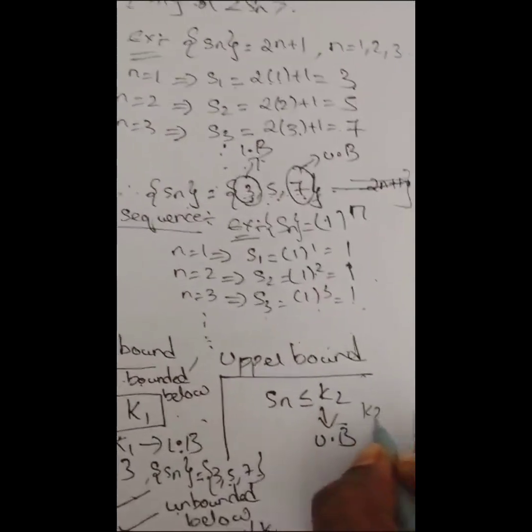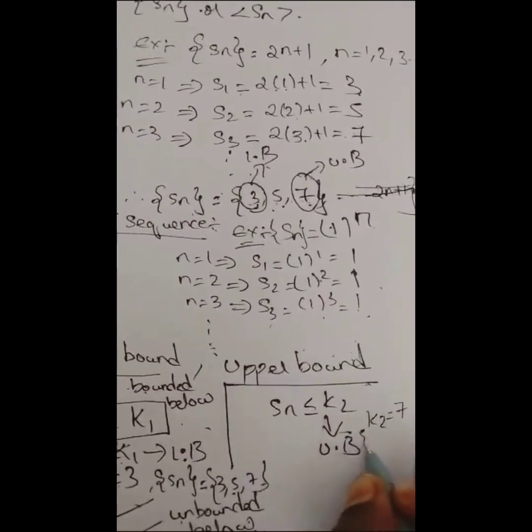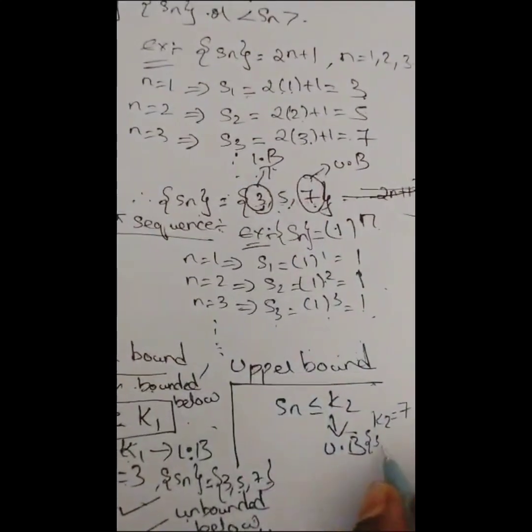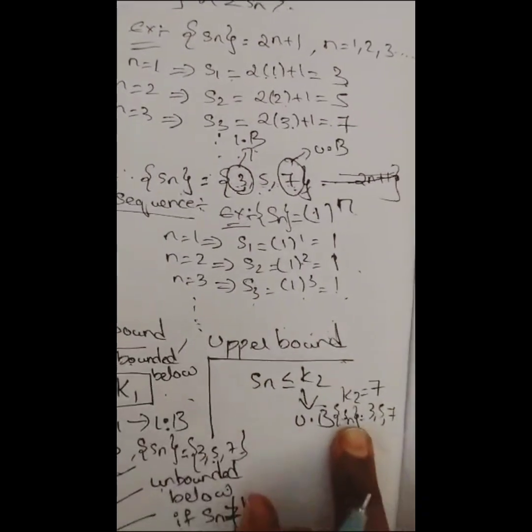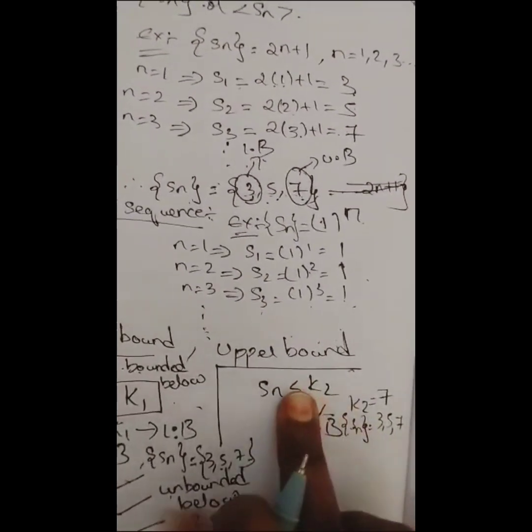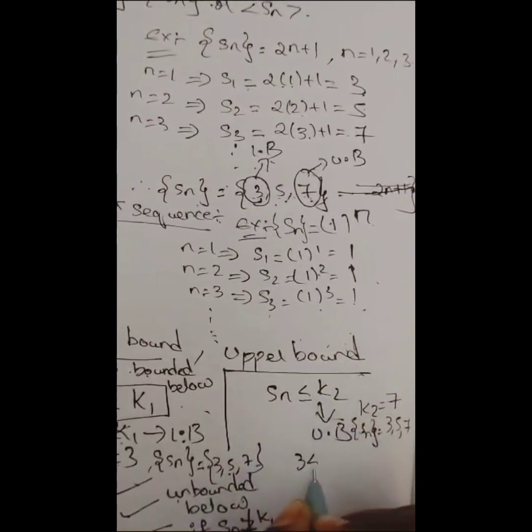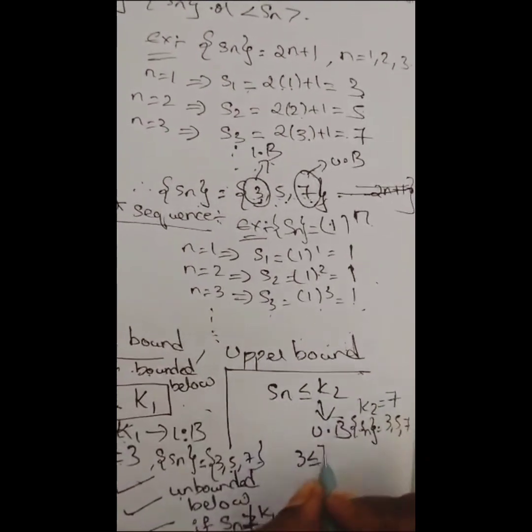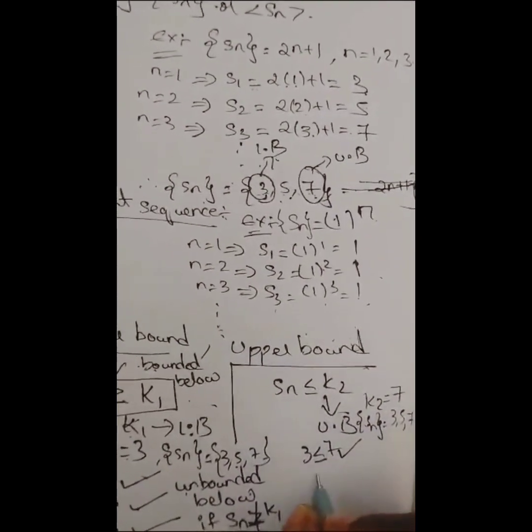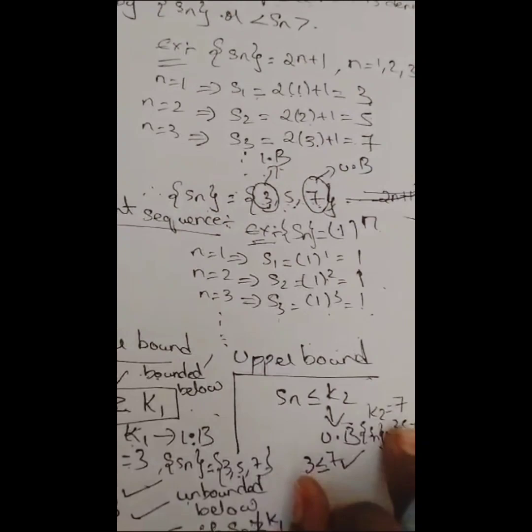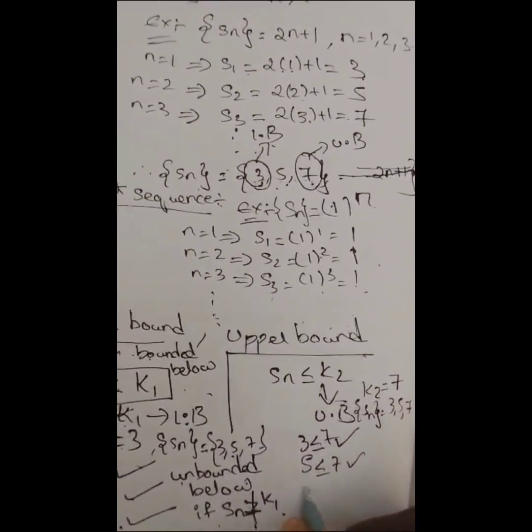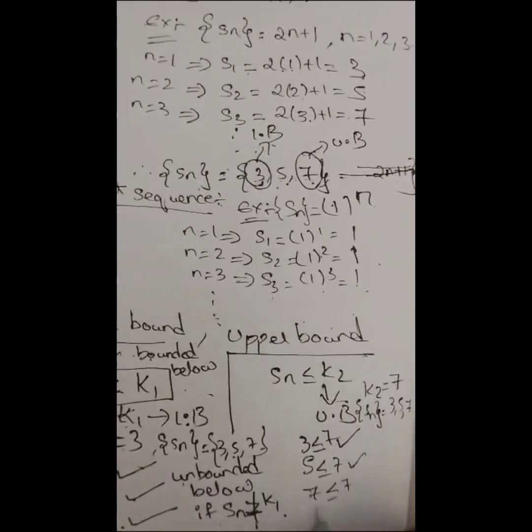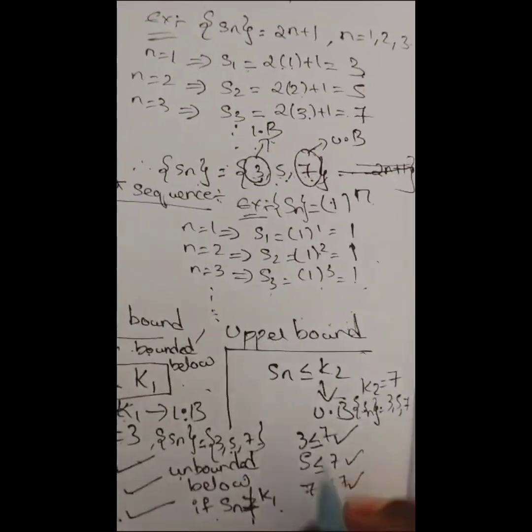Now k2 is holding what? K2 is holding 7, and we have the sequence with 3 values: 3, 5, 7. So for Sn equal to 3, if we substitute here, 3 less than or equal to k value, 7. So 7 is always greater than 3, so this condition is satisfied. Next, Sn equal to 5, 5 less than or equal to 7, yes, this is also satisfied. Next, 7 less than or equal to 7, 7 is equal to 7, so this condition is also satisfied.